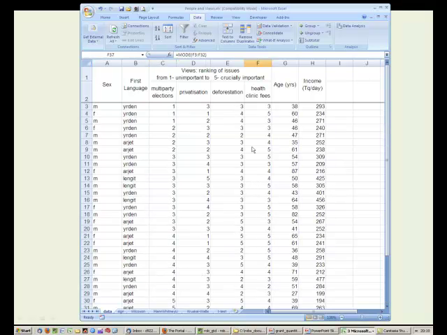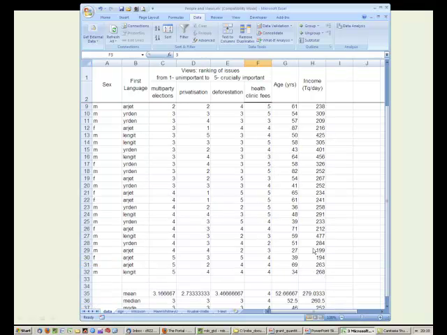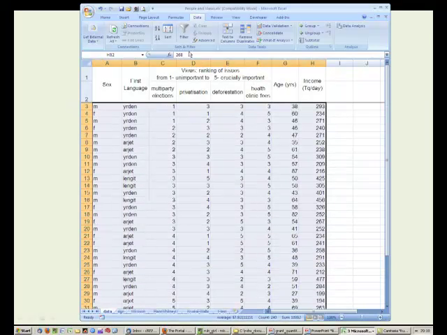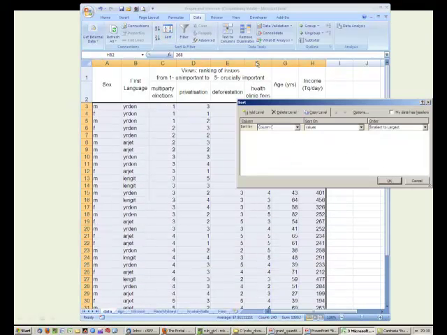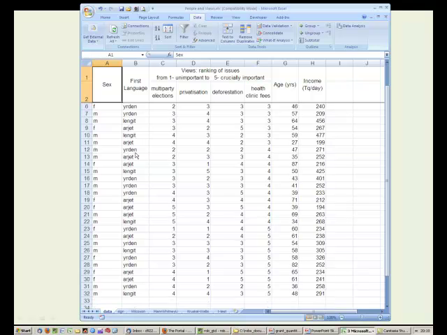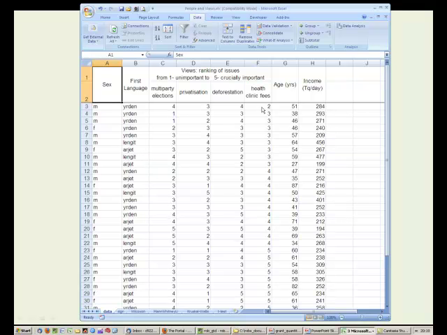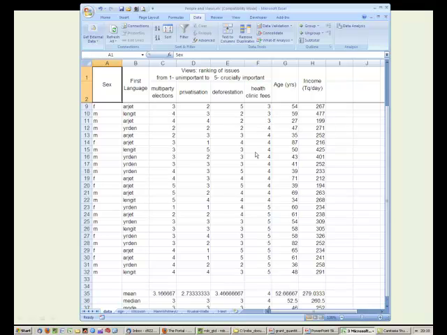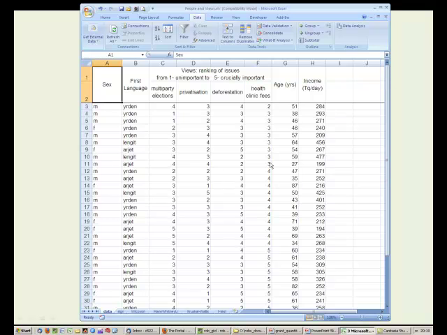Let's put the whole thing in order of health clinic fees and see if that makes sense. So we'll sort it again, but this time on column F. You can see nobody said only 1 for health clinic fees, but most people said 4. You can see right in the middle was 4 this time. You count down 15 or 16 people, that's around here, that's 4.